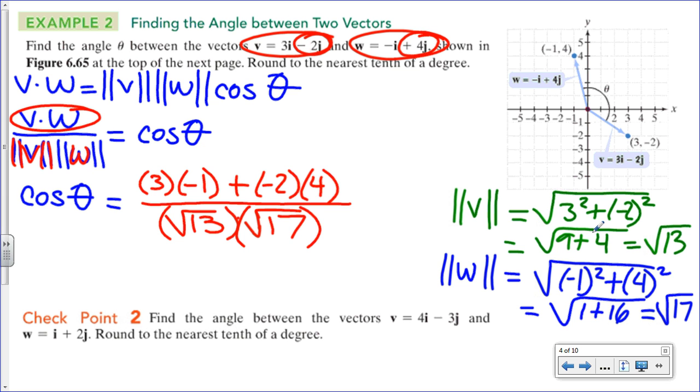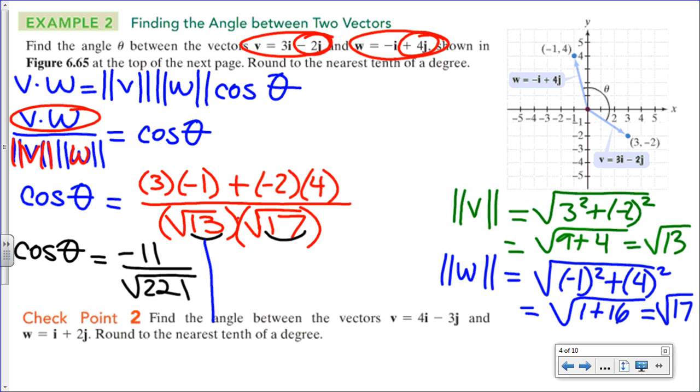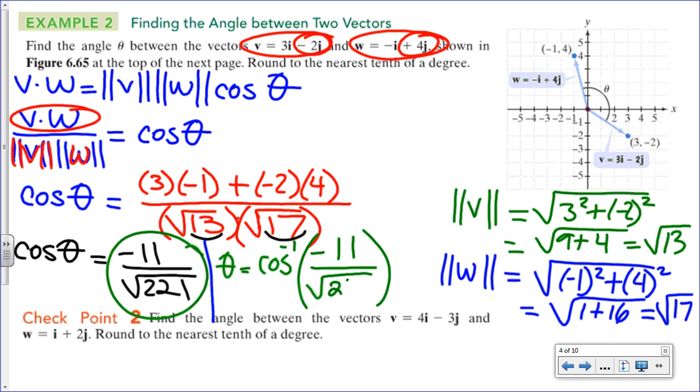Okay, and we're almost done. So here the cosine of theta is going to equal, I'm going to give you guys a simplified version, -11 divided by the square root of 221. The reason I got 221 is by multiplying 13 times 17. When you multiply radicals, you could go ahead and multiply inside the radical sign. Now from here, we're looking for theta, not for the cosine of theta. But of course, you guys know how to find theta. That one will be found by taking the cosine inverse of this quantity here, -11 divided by the square root of 221.